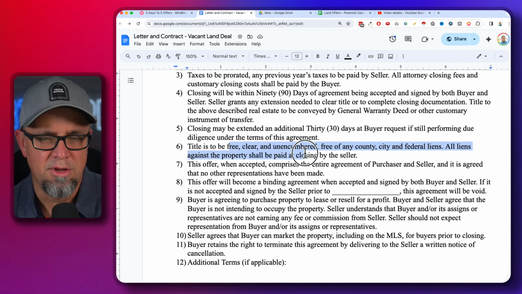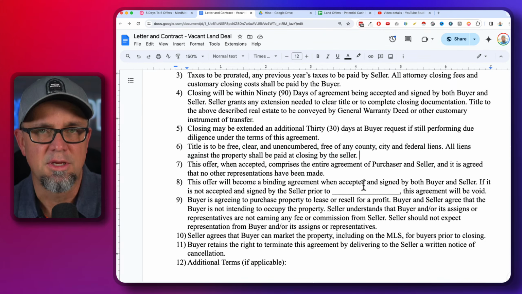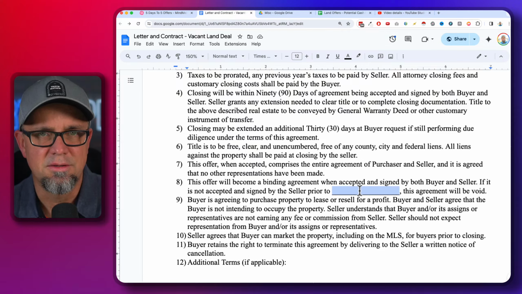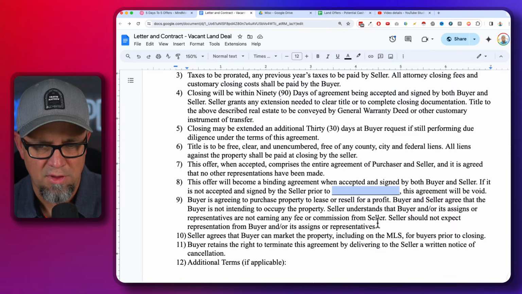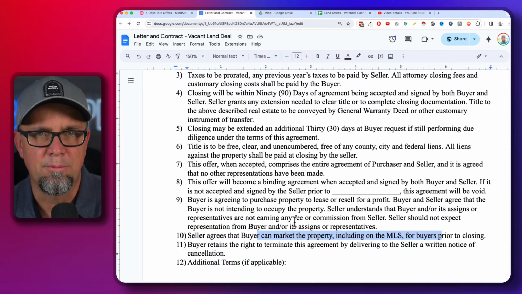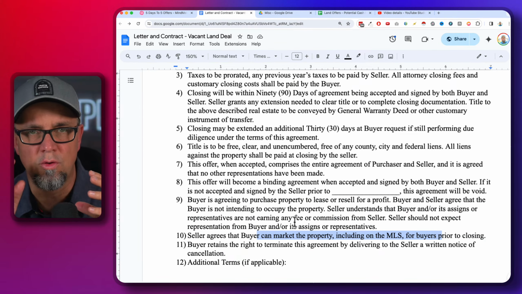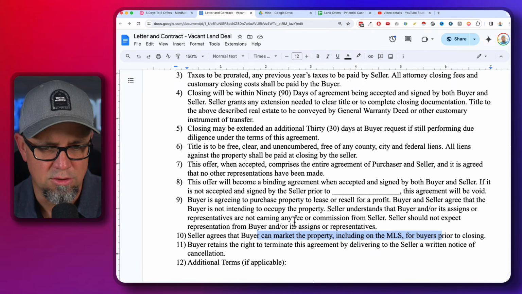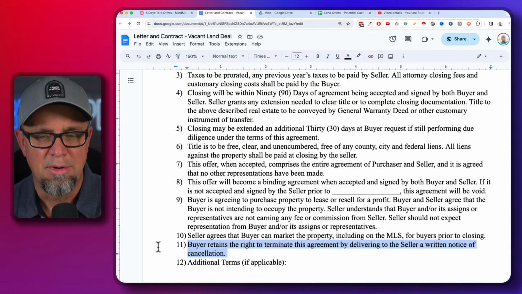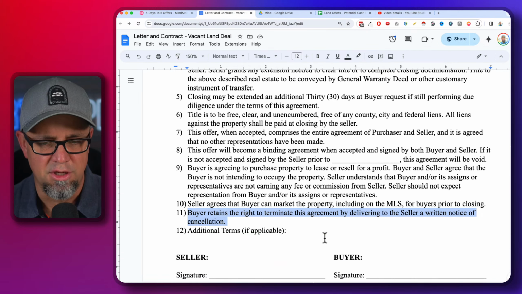We won't buy the property unless it's free and clear and unencumbered of any city tax liens or judgments, et cetera, et cetera. We do give them an expiration for when to get this back to us. We're also letting them know, hey, we're going to make a profit on this deal, and they're giving us permission to market the property for buyers, whether cash buyers or owner financing buyers, before we actually close. And we retain the right to terminate the agreement by delivering to the seller a written notice of cancellation. Okay, so it's a very simple one-page contract.